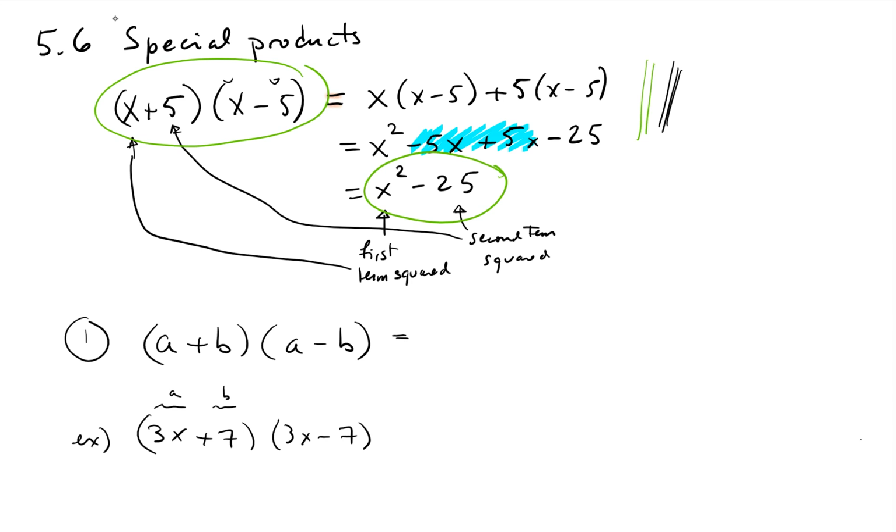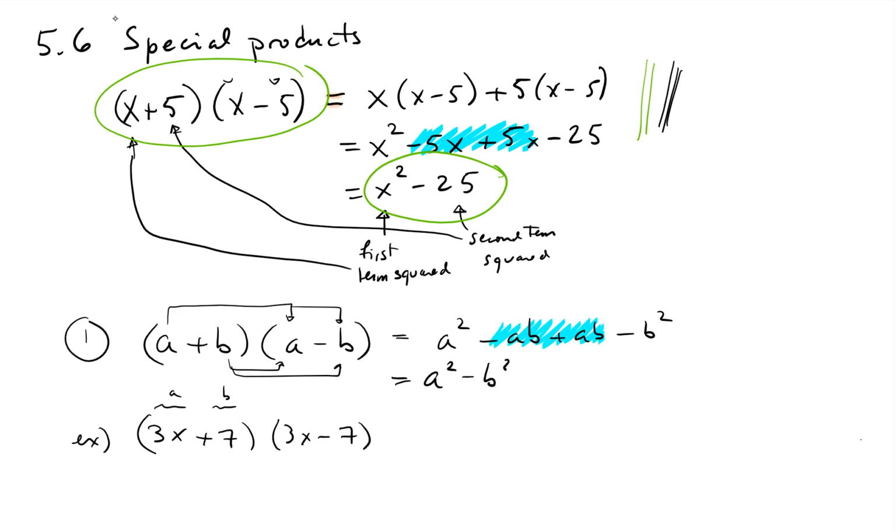To multiply this out, I need to multiply a with a, so that's a squared. a with minus b, that's minus ab. b with a, that's ab. And b with minus b, that's minus b squared. And you see that, just as in my previous example, the middle terms cancel out, and I'm just left with a squared minus b squared. So I'm left with the first term squared minus the second term squared.